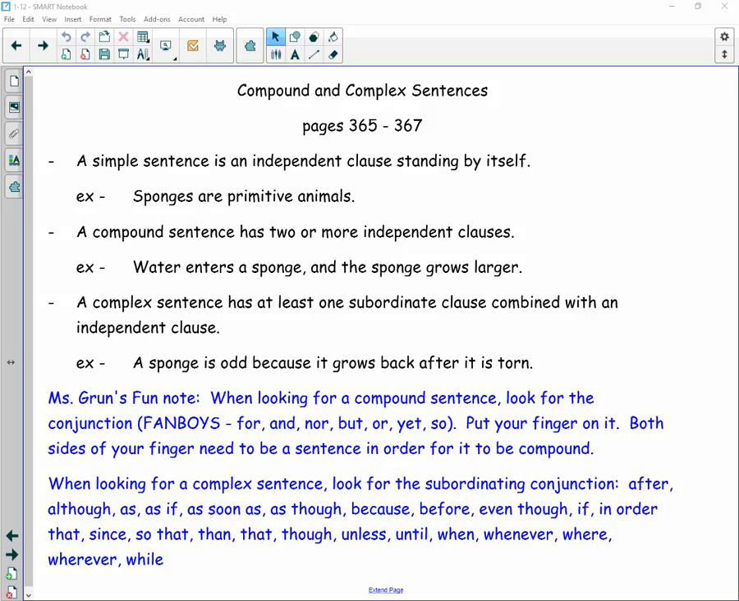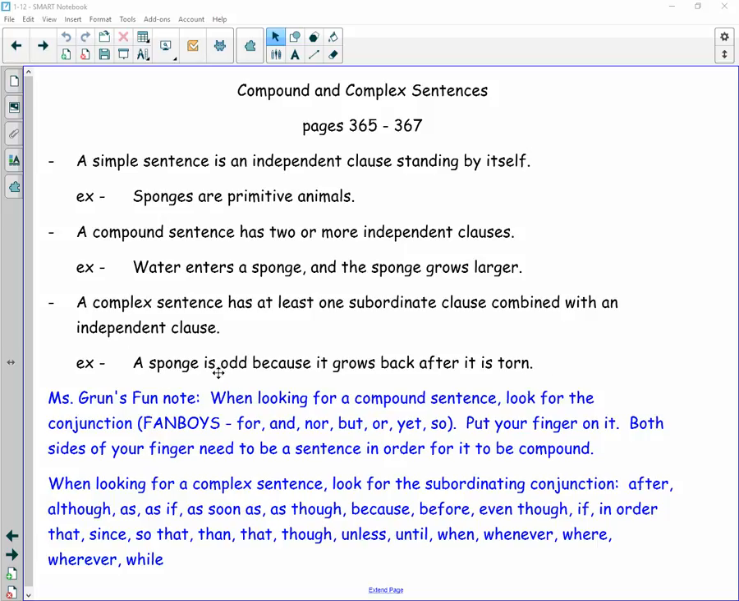A simple sentence is an independent clause standing by itself. Sponges are primitive animals. A compound sentence has two or more independent clauses. Water enters the sponge, and the sponge grows larger. If I put my finger on "and," both sides have a sentence. A complex sentence has at least one subordinate clause combined with an independent clause. A sponge is odd, that's independent, because it grows back after it is torn.